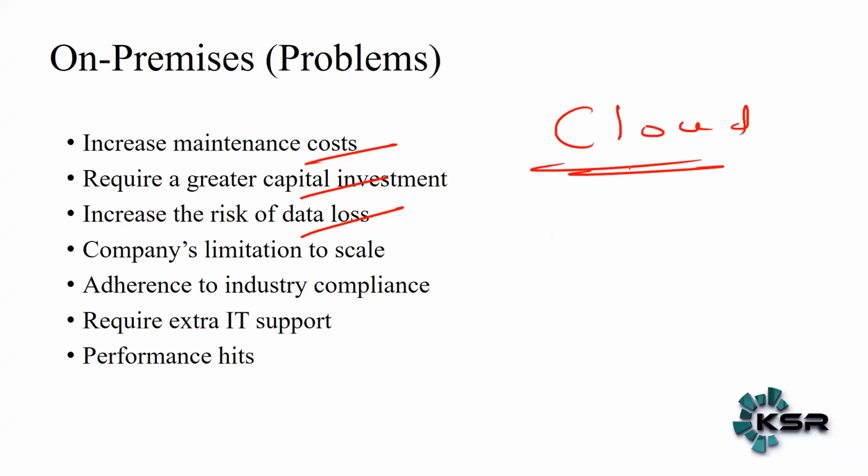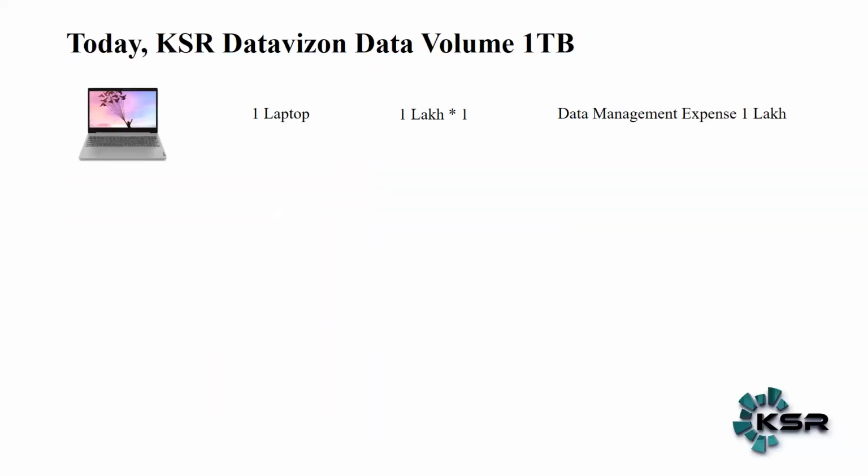In order to give you more context on this current on-prem problem, just focus on this use case. Today, KSR Datavizon is having 1 terabyte of students' information. How many students are joining? How many students are attending the class? How many students are taking the sessions? How many students are getting placed? All this information I have currently. Today, all the KSR Datavizon data, it's Santosh who's maintaining it on his personal laptop. In my personal laptop, which is the current system you're seeing on the screen, is where I'm managing all the students' information of KSR.